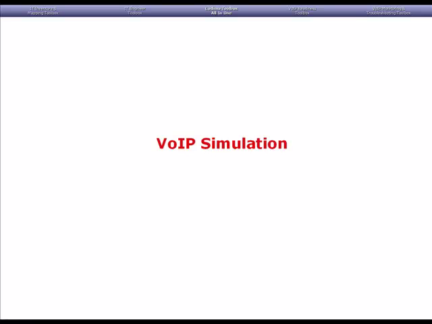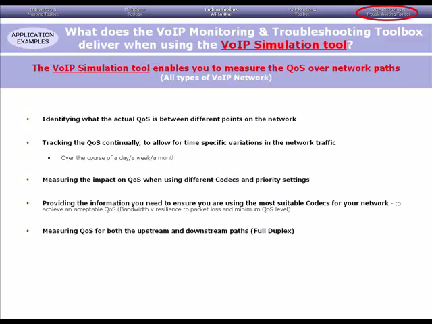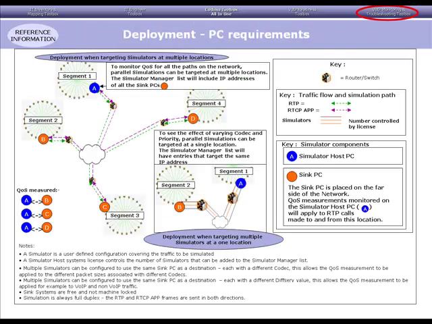The next tool I'm going to cover is the VoIP Simulation tool. This tool does not require a mirror port connection. Instead, you would connect it to a free switch port. It will provide you with a method of monitoring the quality of service across different paths on the network. It does this by effectively maintaining a continuous call.